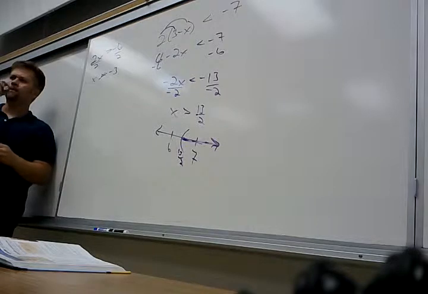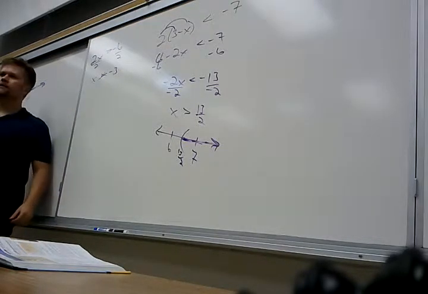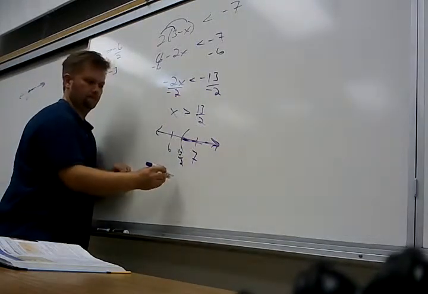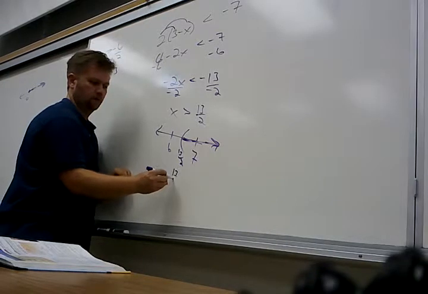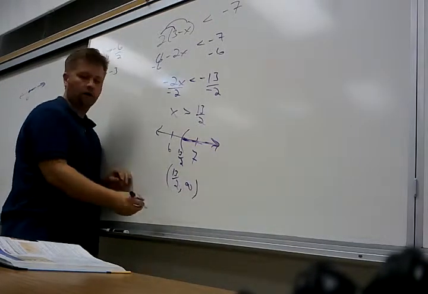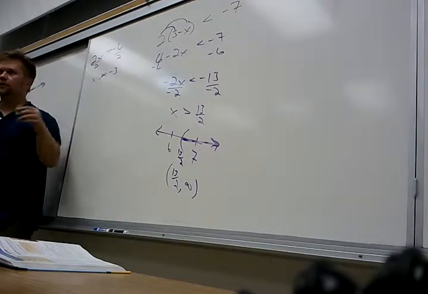Is it okay if you use 6.5 instead of 13? It's fine. Sure. And so, interval notation for that one would be what? Smallest one is 13 halves or 6.5. Up to what? Infinity, and you always use parentheses on that. Cool. And this is just a little quick example.